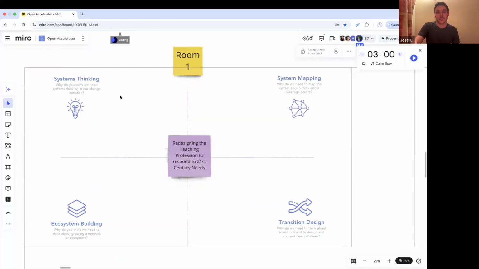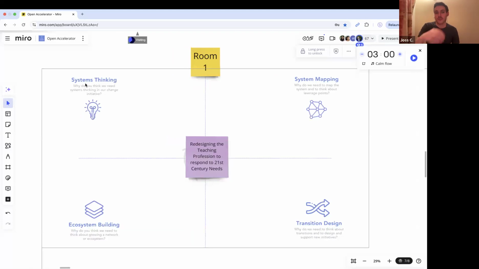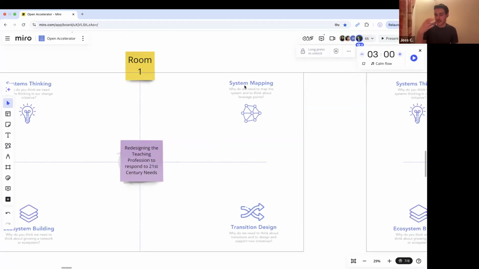Once you've been presented on the challenge, we want you to start up here on this dimension. You'll see four questions around here. We're going to start with systems thinking and then work clockwise around this and have a conversation around the question here: Why do you think we need systems approaches in our change initiative around this wicked challenge? What happens if we don't have it? Systems mapping is an equally good question to ask. What happens if we don't have these things as opposed to if we have them? Why do we need systems mapping? Why do we need to map the system?